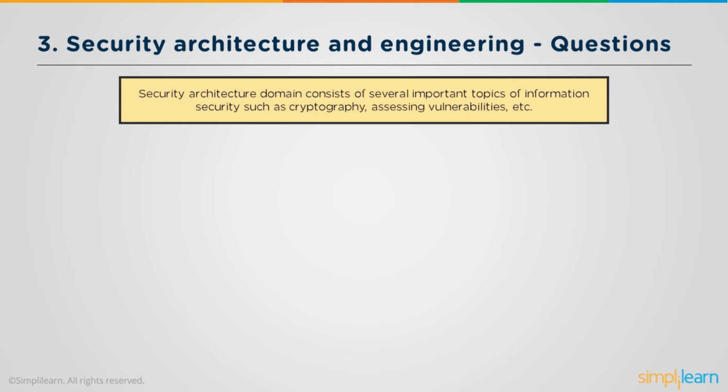If you look at the first domain, we have talked about risk assessments, we have talked about confidentiality, integrity, and availability, and then we have moved on to the second domain where we talked about asset security. So that's where we talked about data classification, asset classification. Now, it starts off with the enterprise level architecture.